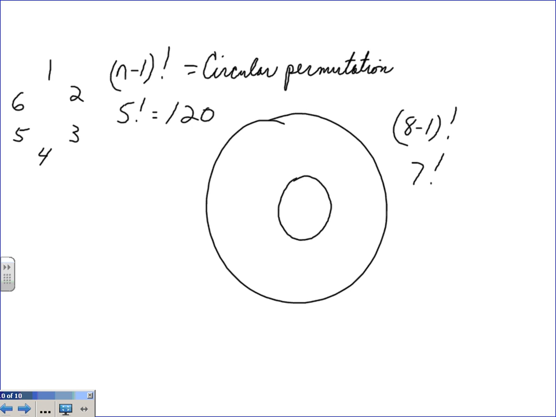All right. Circular permutations. We're not talking about probability. This hasn't got anything to do with yesterday's assignment. This has to do with how we can arrange different things. All right. Okay. Let's take another scenario here.